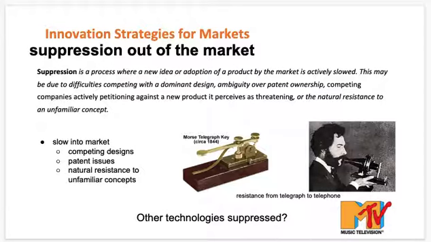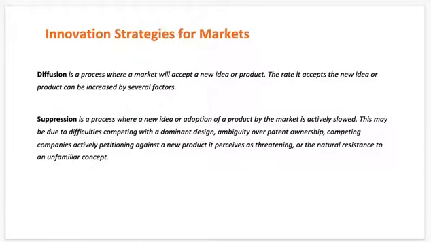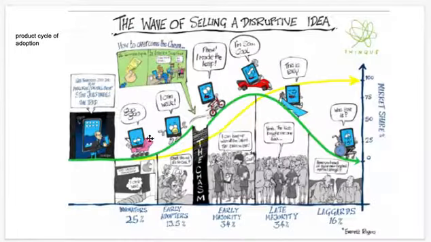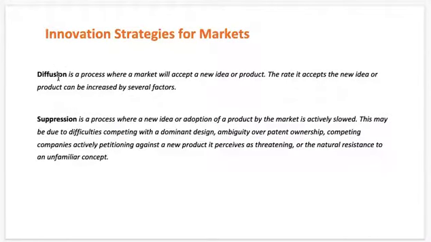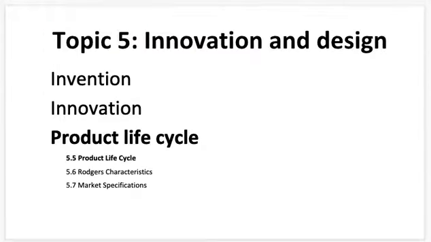Okay, so that's it for that one. That was quick. Diffusion and suppression. We'll go in a little bit more talking about this cycle a little later, but for now, diffusion and suppression. Okay, so Rogers characteristics is up next.